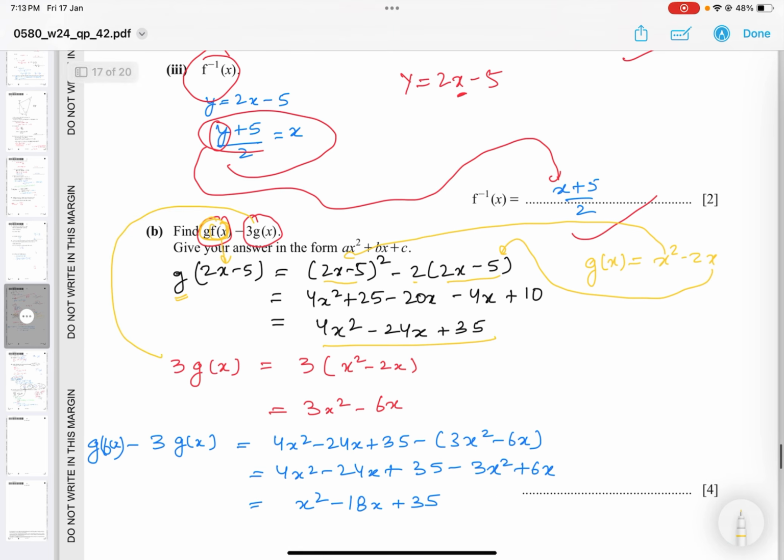Now we will find 3g(x). 3g(x) would be 3 times, what was the g(x) function? The g(x) function was x square minus 2x. Just multiply it. We will get this as the answer.